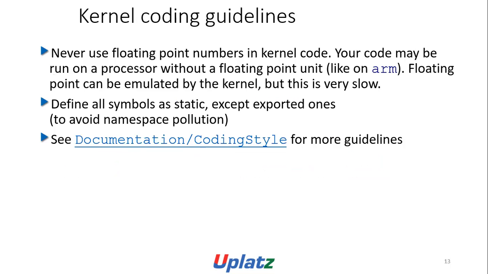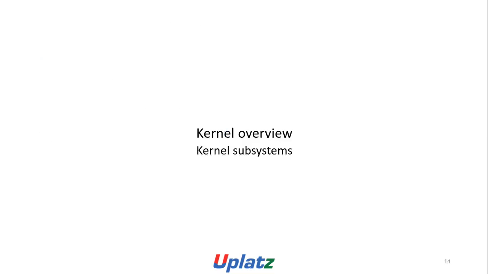Never use floating point numbers in kernel mode. Your code may be run on a processor without a floating point unit, like on ARM. Floating point can be emulated by the kernel, but this is very slow. Define all symbols as static except exported ones, to avoid namespace pollution. See the Documentation/CodingStyle file for more guidelines.